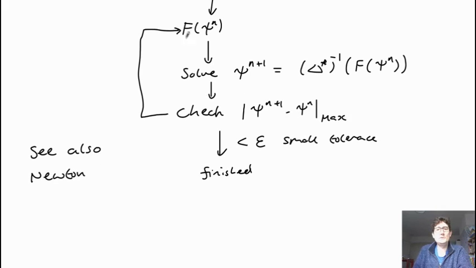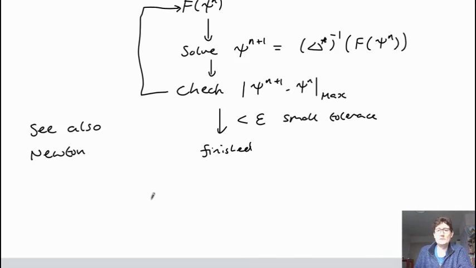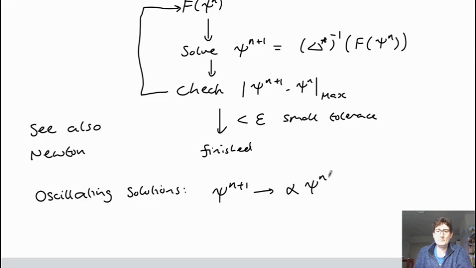One problem which can occur is that you can end up with solutions which oscillate. When you solve for psi n, you get a solution, and then it jumps back to a different solution, and it keeps jumping between two solutions. When this happens, you can use a slight trick to blend or slow down this oscillation. This is done by essentially taking a weighted average between the solution, psi n plus 1, and the previous value. So we just say that psi n plus 1 is modified and becomes some constant alpha times psi n plus 1.